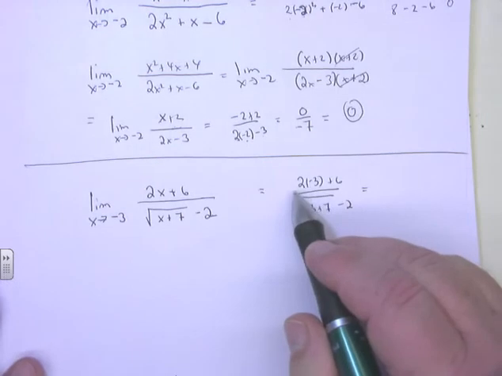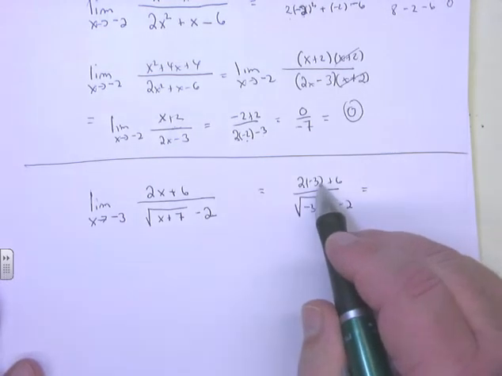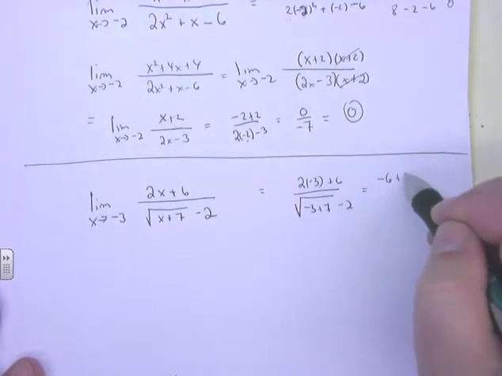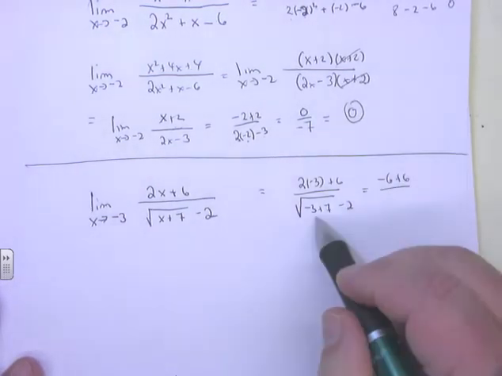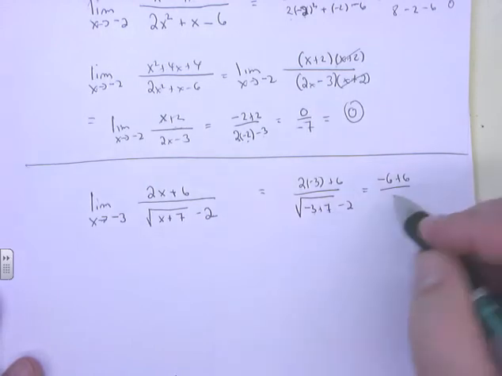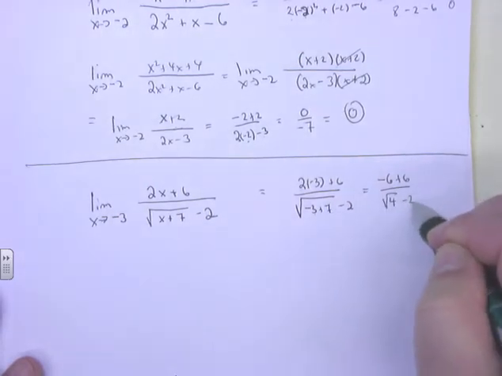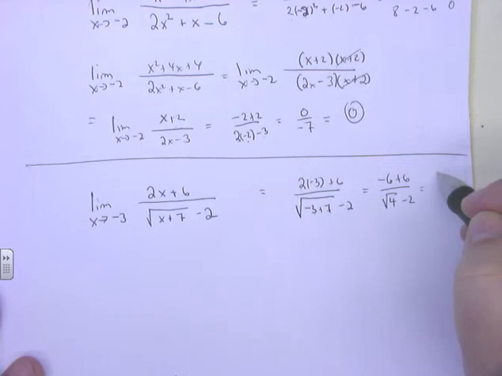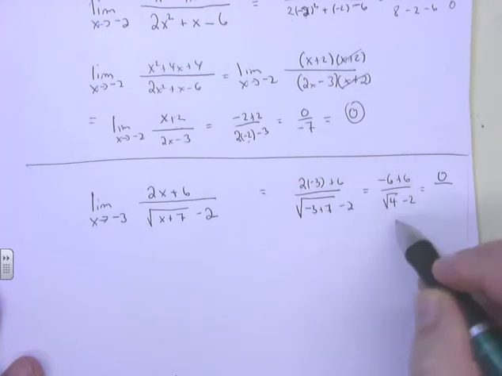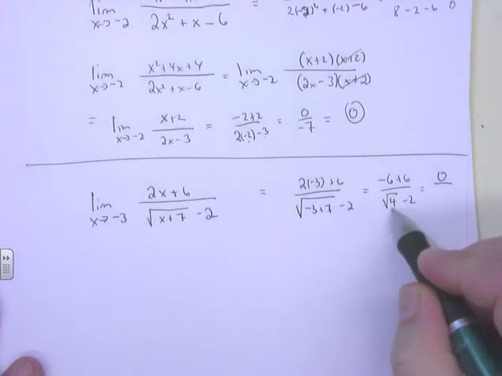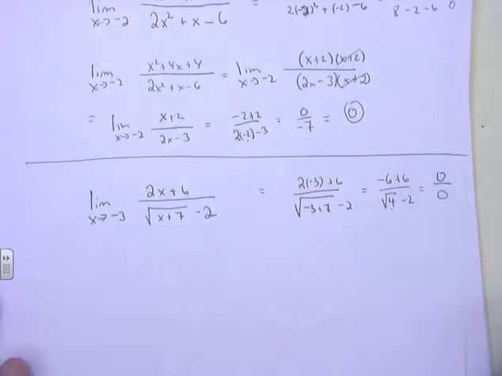Well, let's see here. 2 times -3 is -6, plus 6, divided by the square root of -3 plus 7. What is that? Square root of 4 minus 2. That's -6 plus 6 is 0, divided by, what's the square root of 4? 2 minus 2 is, what a surprise, 0 divided by 0. Does that make sense? Did I lose you guys anywhere?